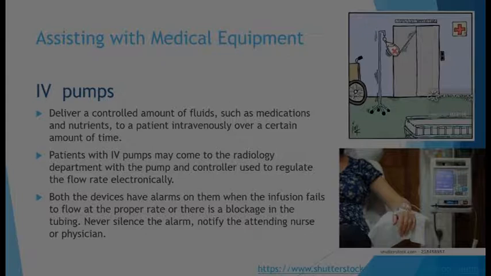Both the devices have alarms on them when the infusion fails to flow at a proper rate or there is a blockage in the tubing. Never silence the alarm, notify the attending nurse or physician.